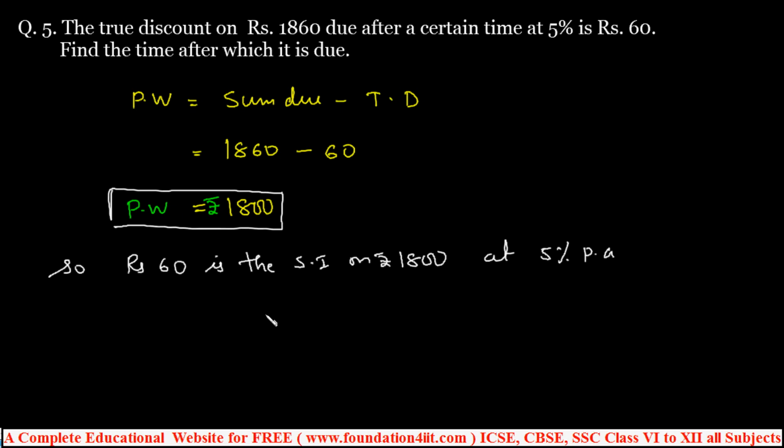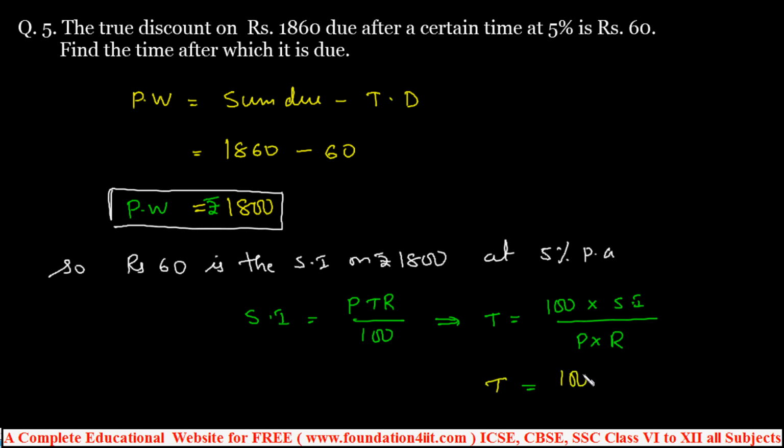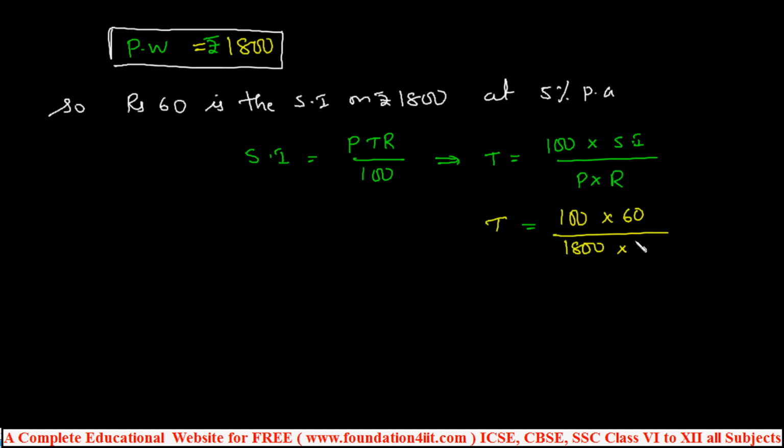We already know the formula: simple interest is equal to PTR by 100. From this, T is equal to 100 into simple interest by P into R. So we can put the values in. Time is equal to 100 into 60 by the present worth 1800 into the rate of interest R, which is 5. We can calculate this to find out the time now.